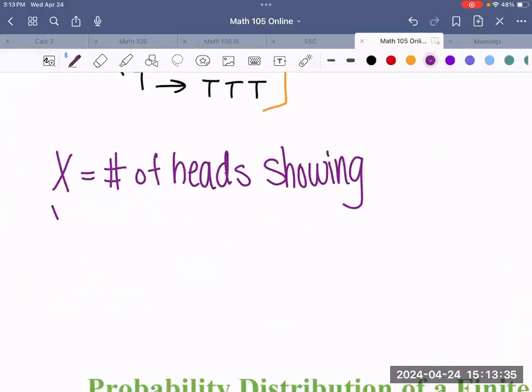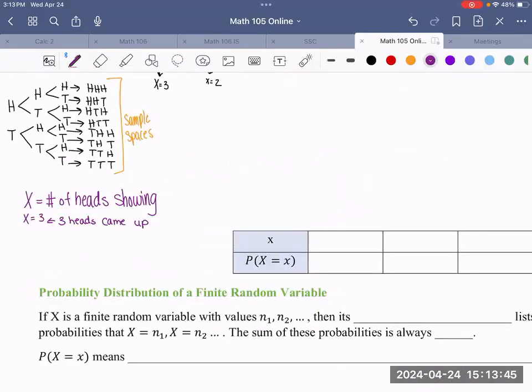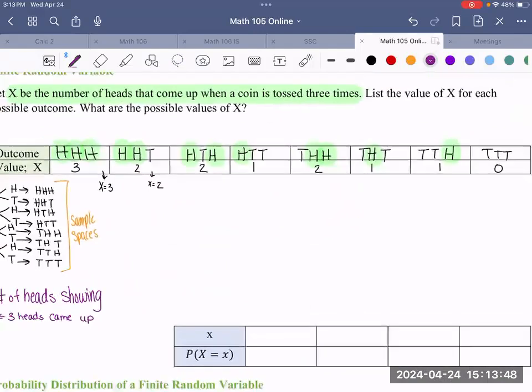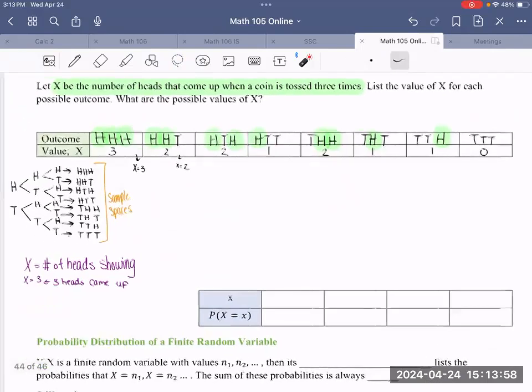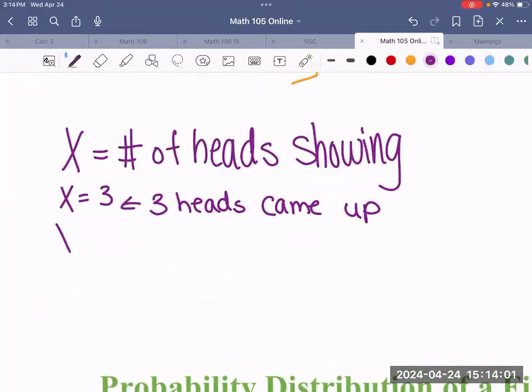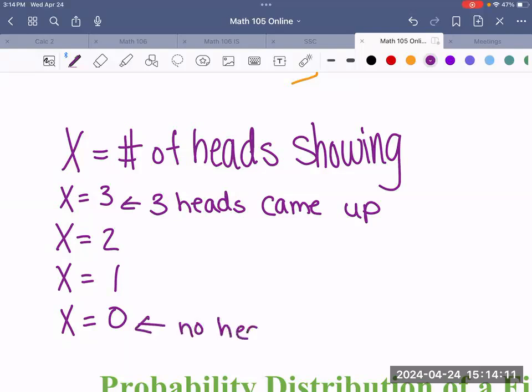Right? So when we said X is equal to 3, that means 3 heads came up. Now, what are your other variations of X? What are your other X values? We had a 2 and a 2, so that's just a 2, right? A 1, just a 1 and a 0. So all of your different ways to get this X value to happen are values from 0 to 3. So 3 heads came up or no heads came up.